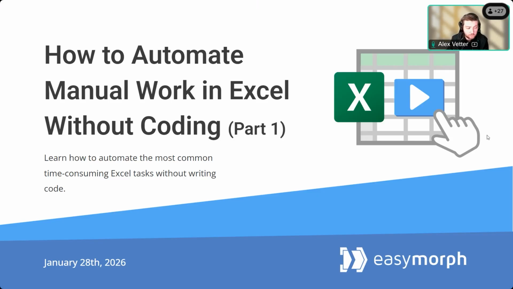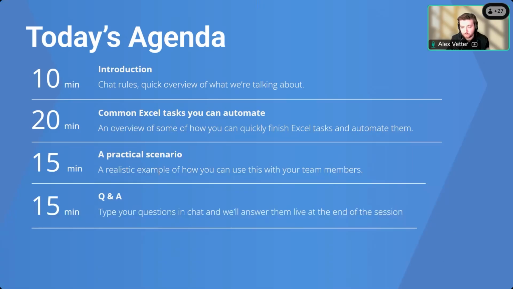So today we'll briefly go over a quick overview of what we're talking about, and then we'll go into tasks that you can automate in Excel and how the Excel and EasyMorph integration works together. Then we'll showcase a practical example of how your team members can use Excel in a real-life scenario. And at the end, we'll open it up to a Q&A for everyone where you can ask questions. Throughout the webinar, we recommend you place questions in the chat, and we'll get to them at the end.